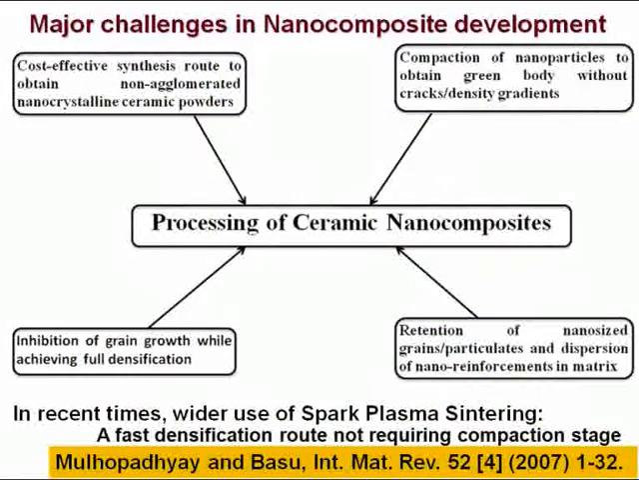Now, what are the major issues in the processing of ceramic nanocomposites? The top one is cost-effective synthesis to obtain non-agglomerated nanocrystalline ceramic powder. The second is the compaction of nanoparticles without the formation of cracks. The third is the inhibition of grain growth while achieving full density, retention of nano-sized grains and particulates, and dispersion of nano reinforcements in the matrix. In this context, spark plasma sintering has been reported to be the most effective and widely used technique around the world, in research labs as well as in industrial settings.